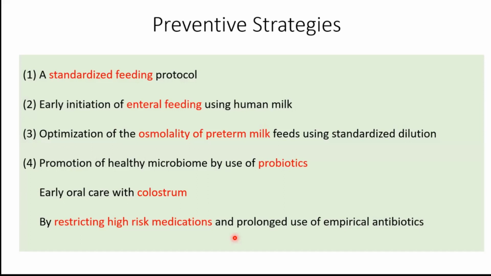First is a standardized feeding protocol. Second, early initiation of enteral feeding using human milk. Third, optimization of the osmolality of preterm milk feeds using standardized dilution. Fourth, promotion of a healthy microbiome by use of probiotics with early oral care with colostrum, with restricting high-risk medications, and prolonged use of empirical antibiotics should be discouraged.